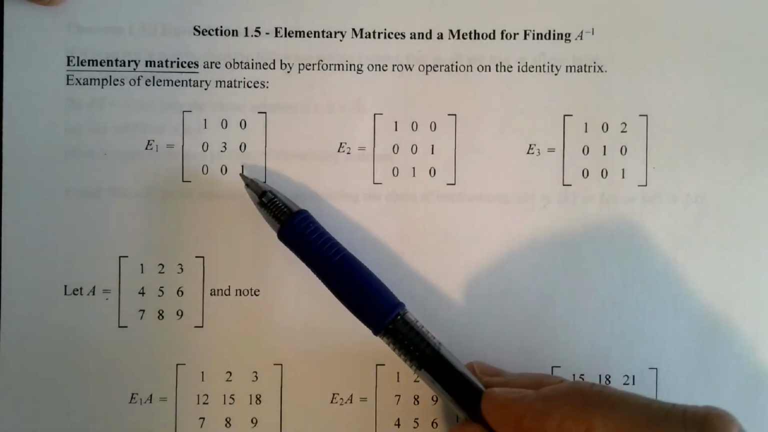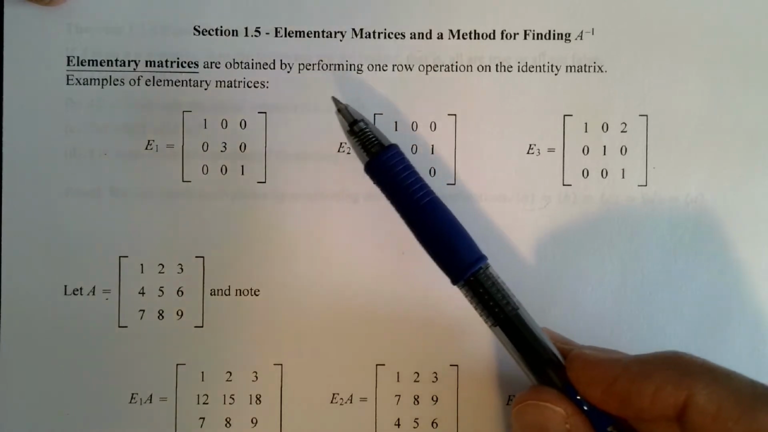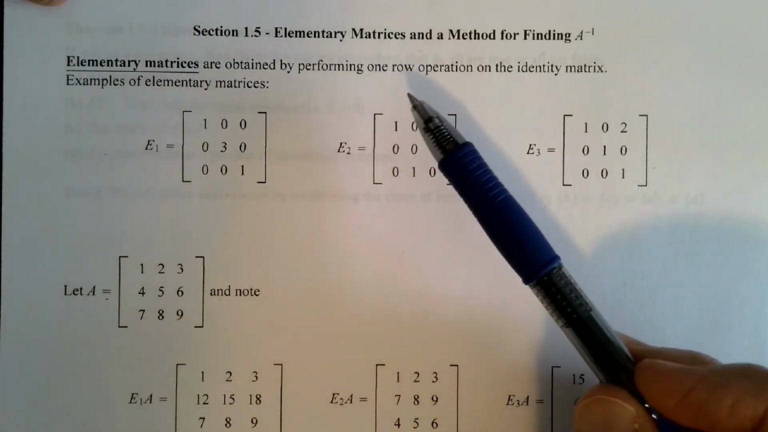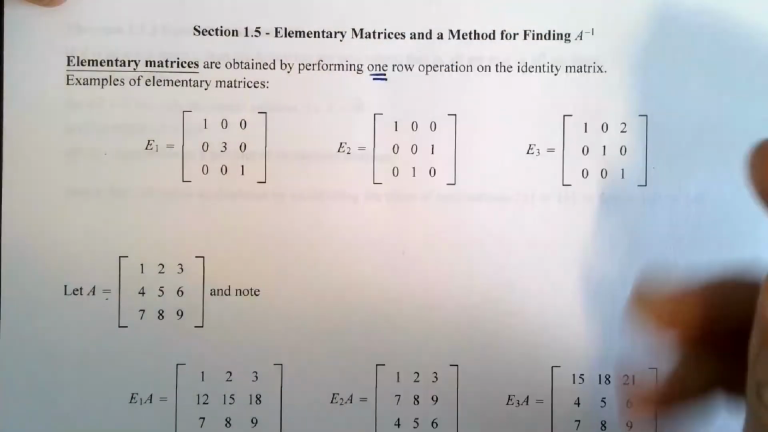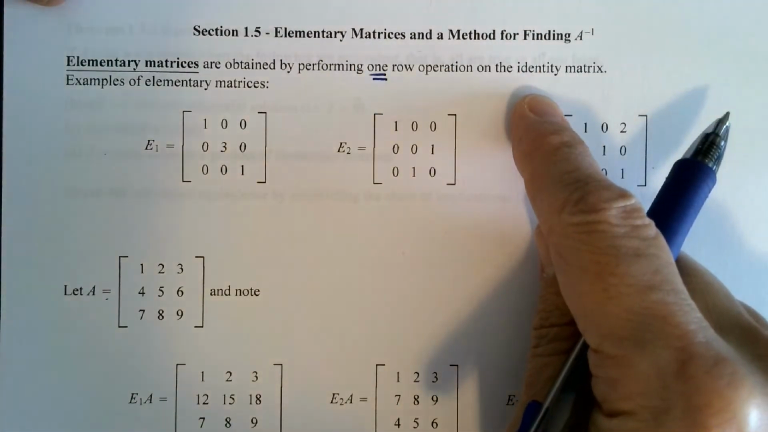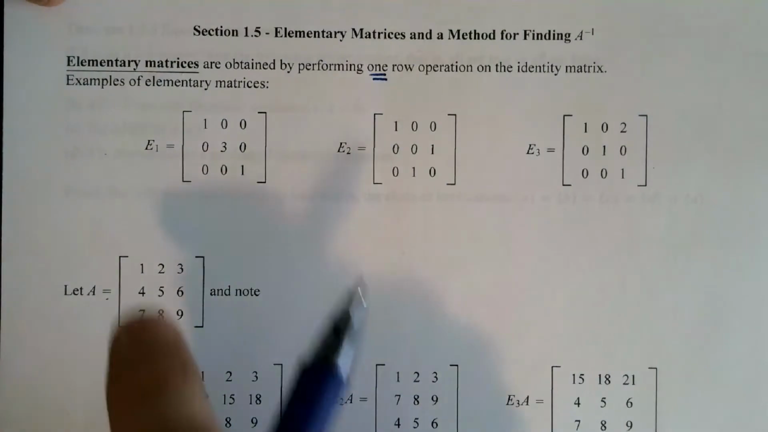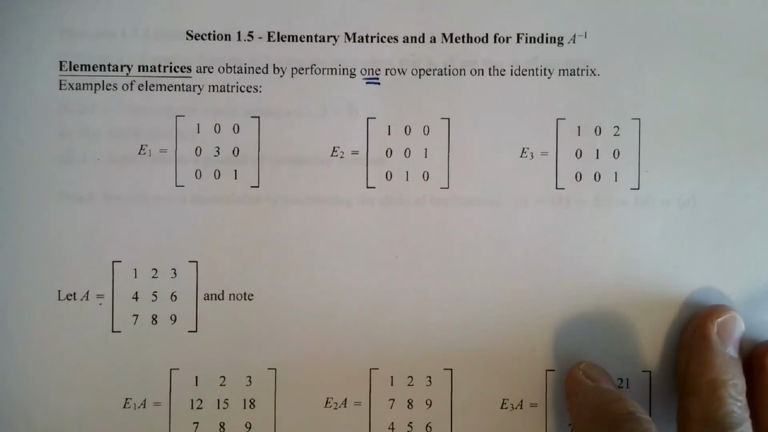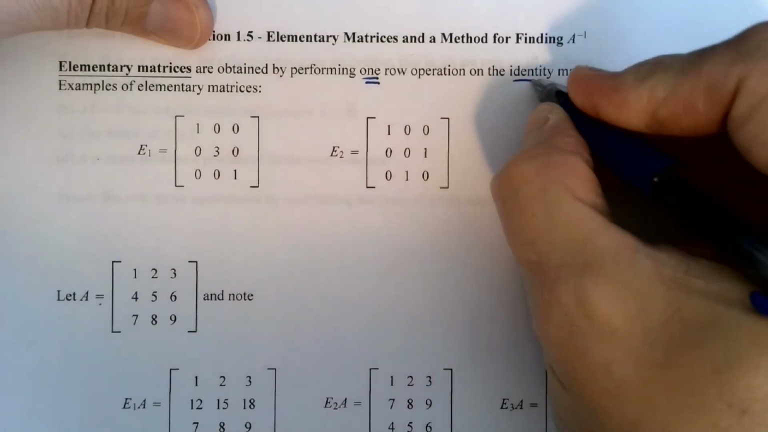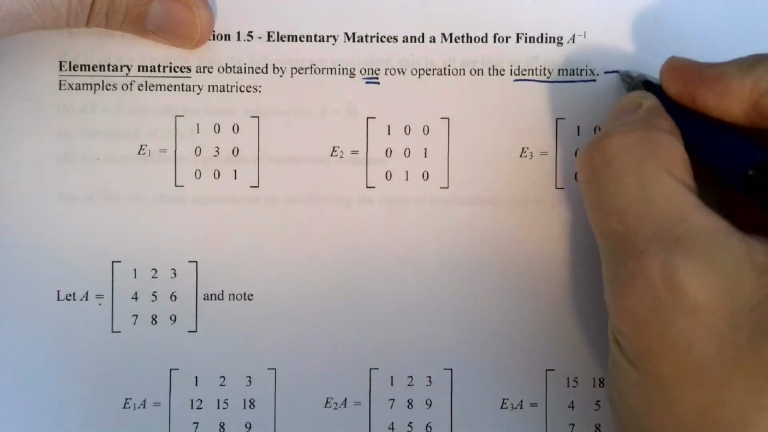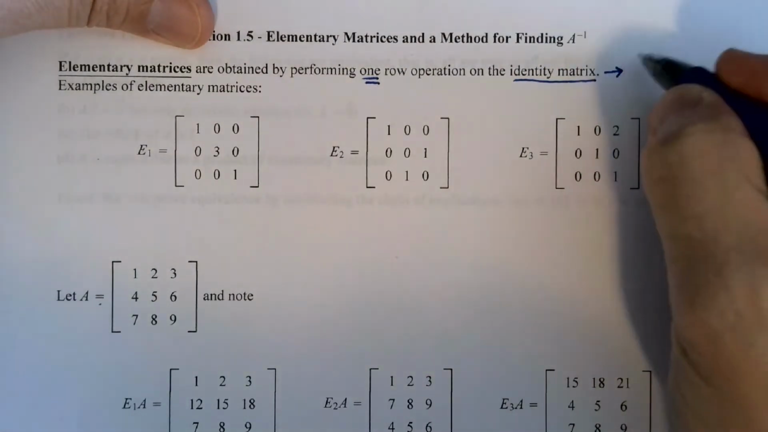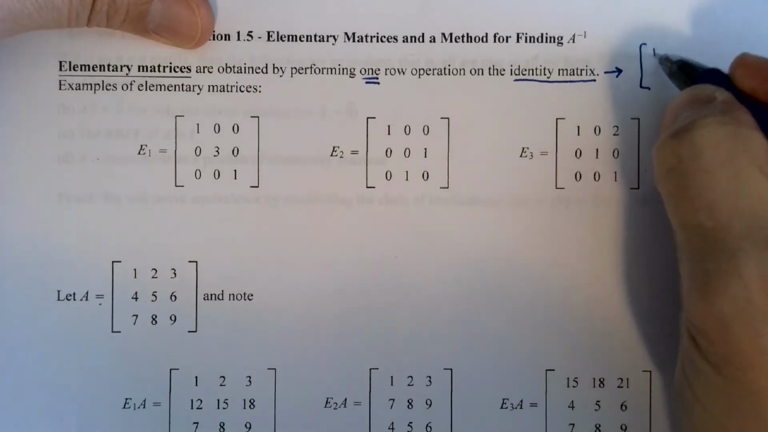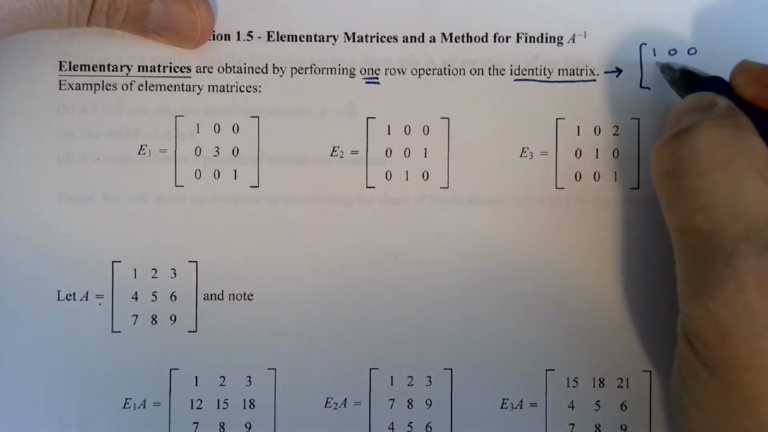These are square matrices. They're obtained by performing one row operation, just one, on the identity matrix. So if we perform one row operation on an identity matrix, then we get an elementary matrix. So remember, the identity matrix is a matrix with ones down the main diagonal and zeros everywhere else. So for instance, the 3 by 3 identity matrix would be this matrix here.